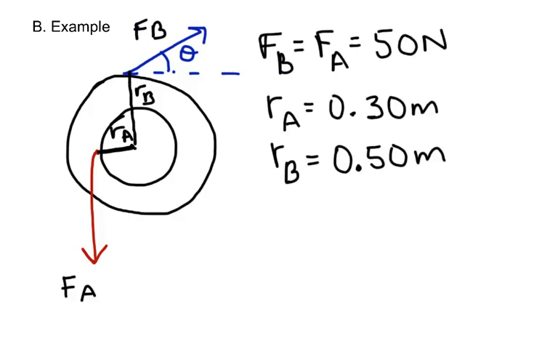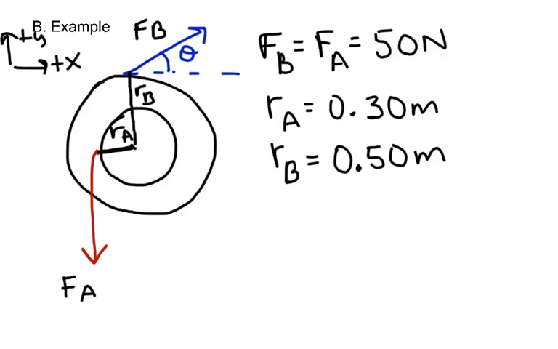Looking at our given values, F sub B and F sub A both have a magnitude of 50 newtons. The length of the lever arm for force A is 0.30 meters, and the length of the lever arm R sub B is 0.50 meters. Another thing I need to do is assign direction, so we can make to the right plus X, up plus Y.